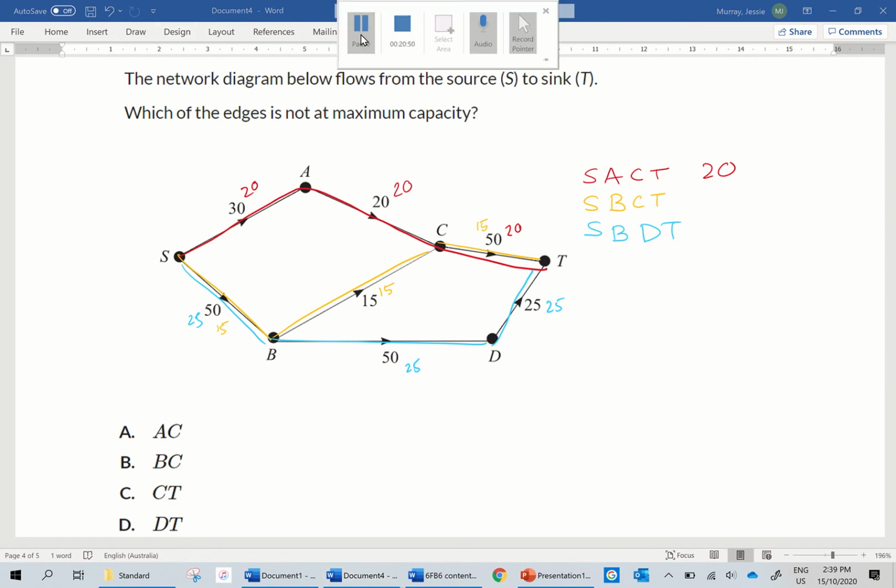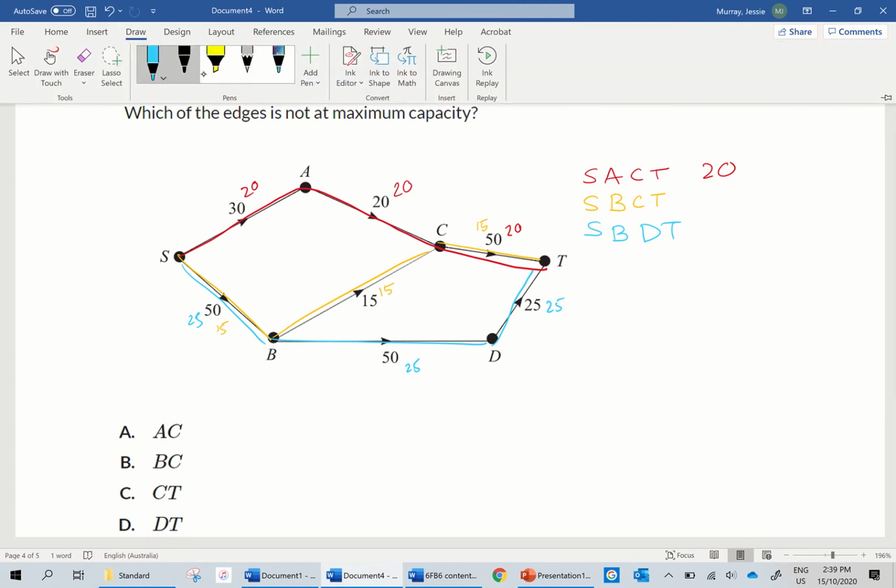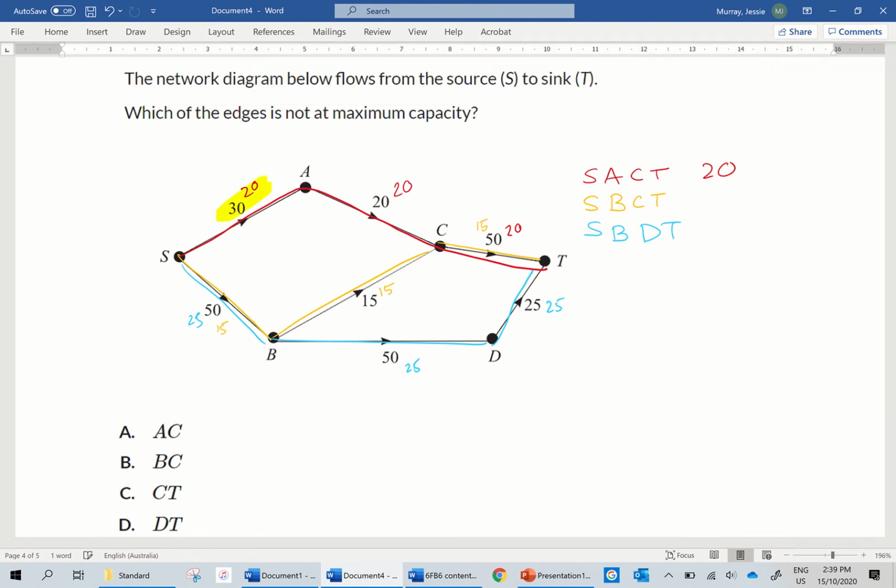It wants to know which edge is not at its maximum capacity. So I'm going to go through and highlight any that are not at their maximum capacity. So SA is one, because it could be at 30, but it's not. It's only at 20, so this is not at its maximum capacity. The edge AC is definitely at its maximum capacity.